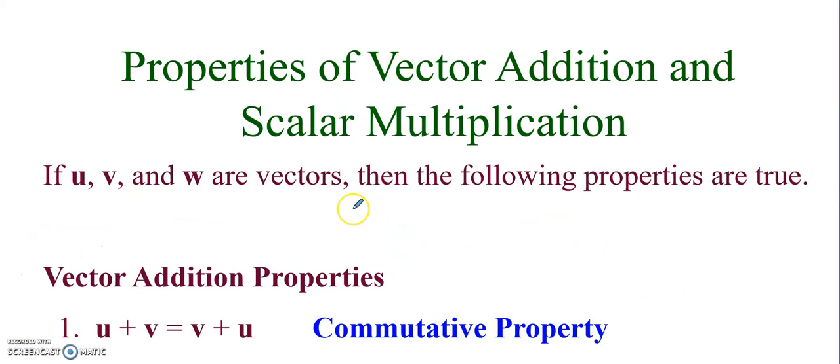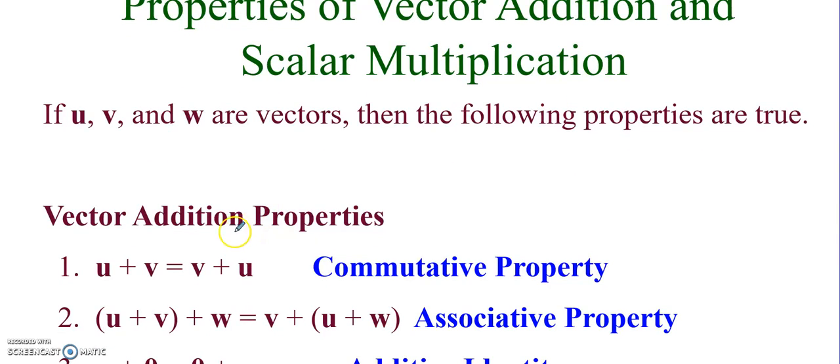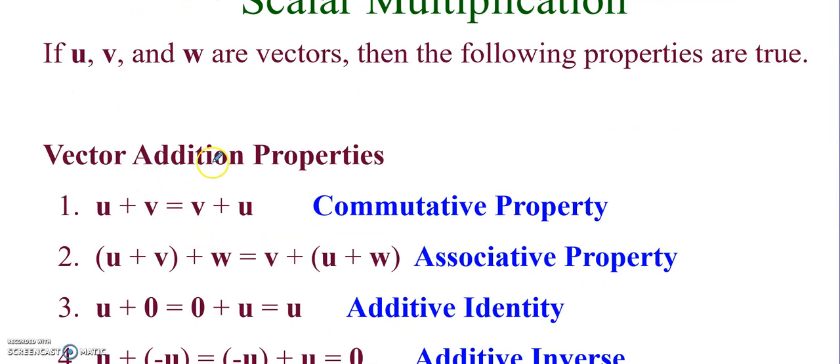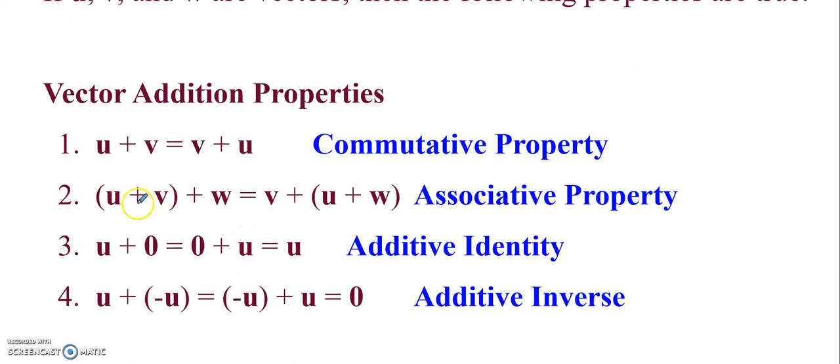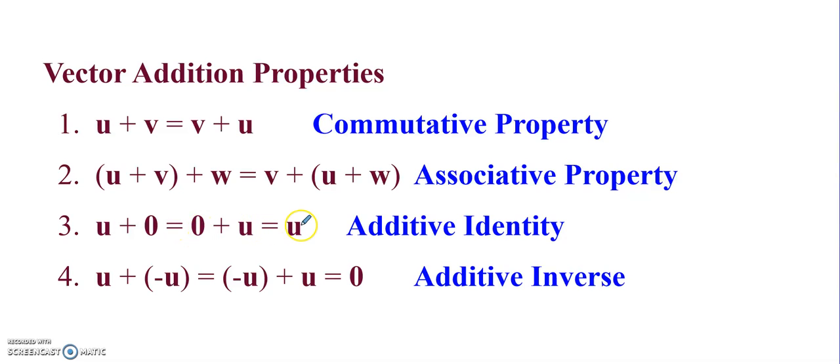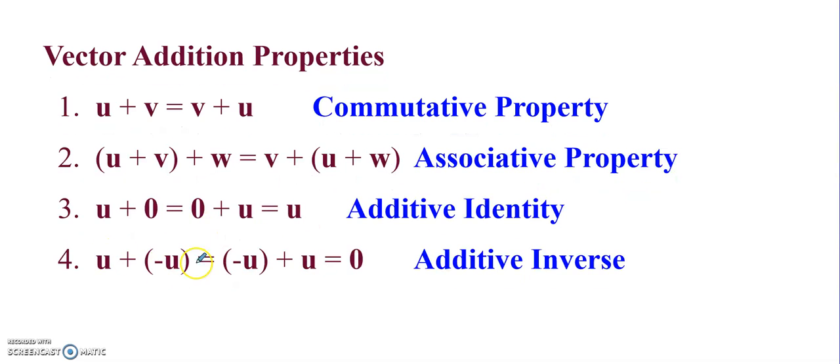All right, so here are just some other properties of vectors that I'm just going to talk through. They are already on your sheet. So here I have vectors u, v, and w. Then the following properties have to be true. For vector addition, u plus v equals v plus u. The quantity u plus v and then plus w has to equal the quantity v plus the quantity u plus w. u plus 0 is going to equal 0 plus u, which is u. u plus negative u is going to equal negative u plus u, which is 0.